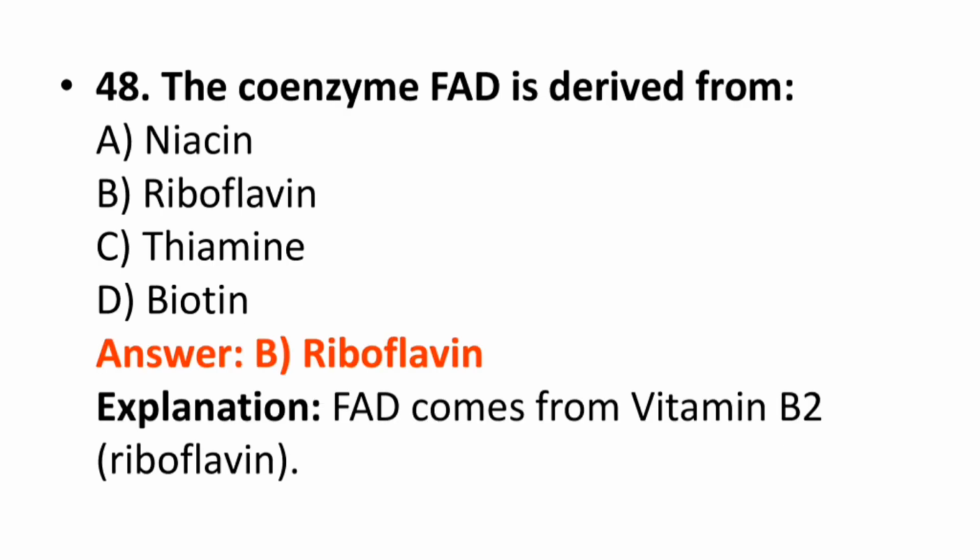The coenzyme FAD, flavin adenine dinucleotide, is derived from option A, niacin, option B, riboflavin, option C, thiamine, option D, biotin. The correct answer is option B, riboflavin. FAD comes from vitamin B2.